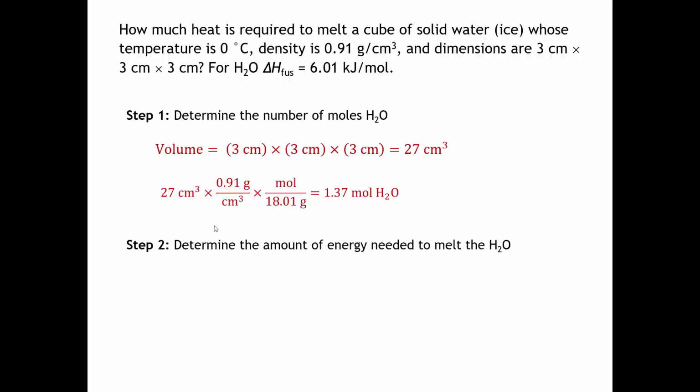Now that we know the number of moles, it's really easy from here because the heat that you have to put in to drive a phase transition is just the number of moles times the enthalpy of that phase transition. Here we're dealing with fusion. So if we take 1.37 moles times 6.01 kilojoules per mole, we get 8.2 kilojoules.